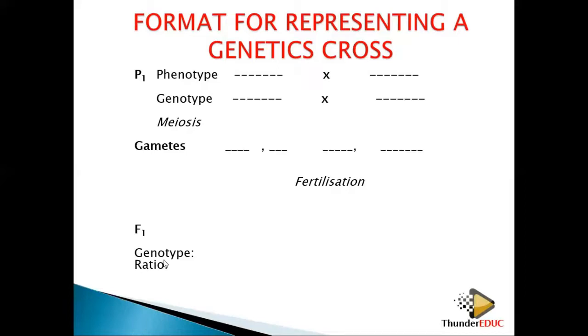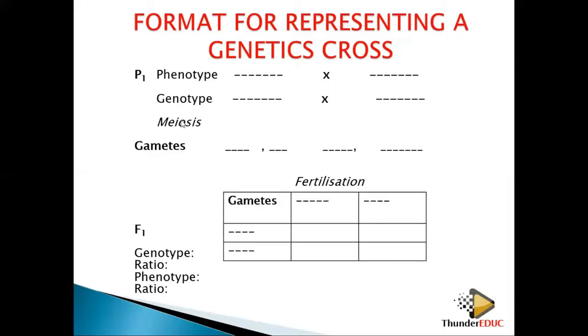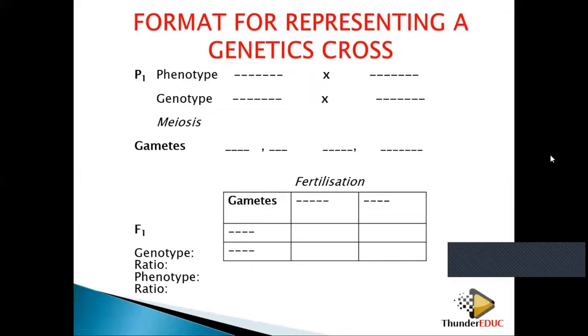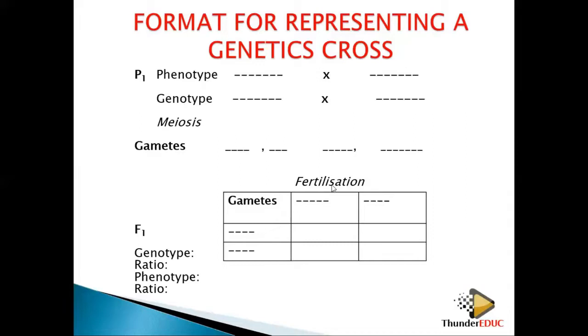I'm going to explain this. After that, you need to get what you call the genotypic ratio or the phenotypic ratio. Then you use the genotype, the description of an organism in terms of genes, to obtain the phenotype. Writing the words meiosis and fertilization will also give you a tick. If you don't write it, you lose that tick.